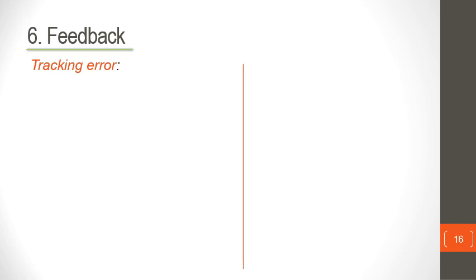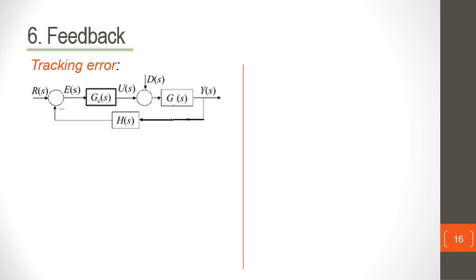Let's look at the tracking error, how a feedback system enhances the performance of a control system. In particular, we look at the tracking error. We look at, in this case, the feedback loop, which has a disturbance and a feedback sensor h of s. We have established that the transfer function of the closed loop is given by this equation, where you have r of s is equal to y of s is equal to gc times g on top and below 1 plus gc times g times h.